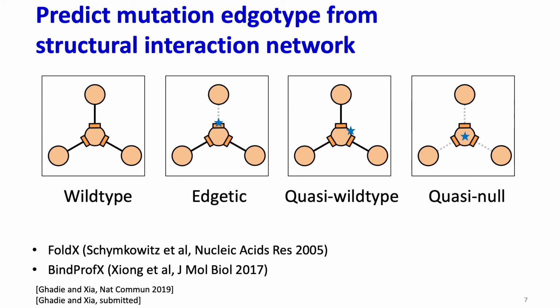The third mutation is located in the core of the protein and is predicted to significantly disrupt the overall stability of the protein. And as a result, the entire protein falls apart and all interactions are disrupted. So this mutation is predicted to be a quasi-null mutation. These mutation edgotypes can be accurately predicted by 3D structure-based methods such as FoldX and BindProfX.